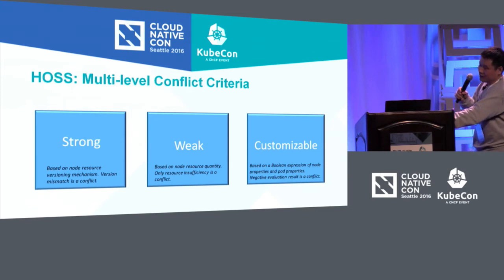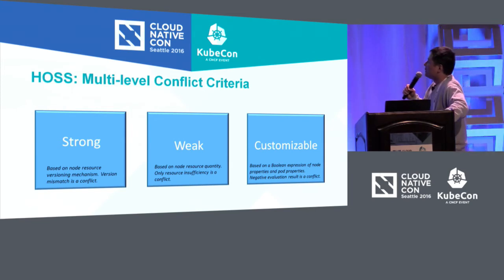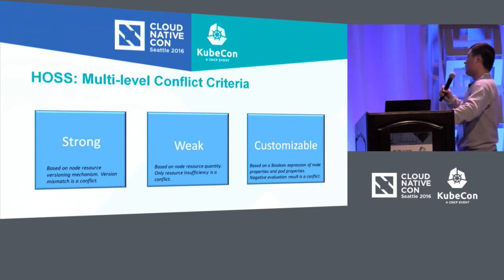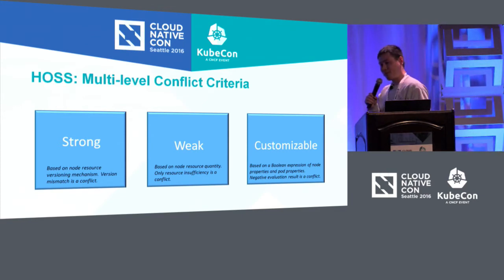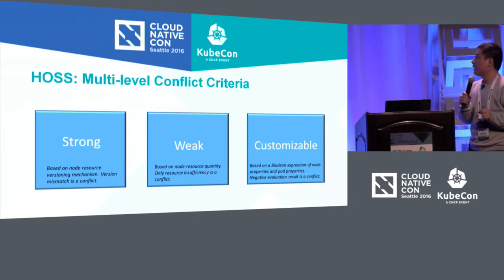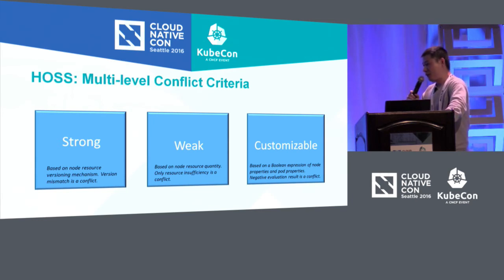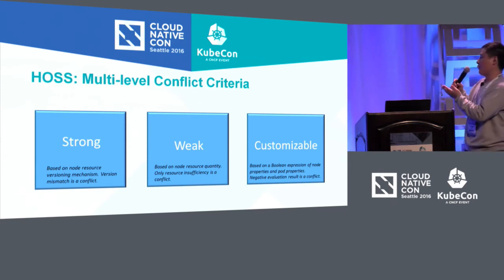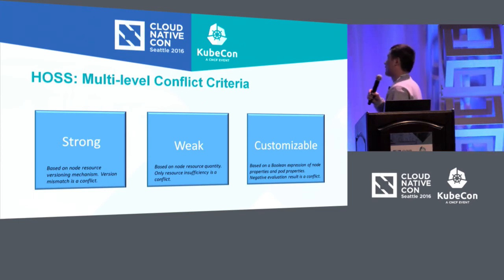The second conflict criteria is called weak criteria. It's not based on resource versioning. It's based on the node resource quantity. This is for some job types that do not require any special resource, only some CPU and memory resource to run. So in order to reduce the possibility of the conflict, they can use this weak criteria. The conflict resolver will check, even if the version number has changed on the node, as long as the remaining CPU and memory resources are enough to run this pod, it will be regarded as a success case, not a conflict. So this provides a weak guarantee, but it reduces the possibility of conflicts.